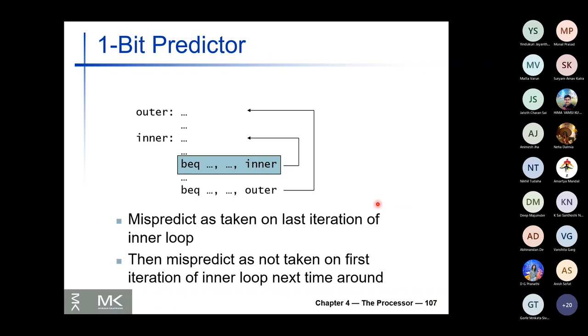Is there any way you can predict this? Can we improve the performance? By improving performance, we mean we want to improve the prediction accuracy. Prediction accuracy means the fraction for which your prediction is correct. Suppose the branch outcome is predicted 100 times, and out of that 90 times the prediction is correct, then the prediction accuracy is 90%. 10% of predictions are not correct, and you need to incur a stall for those instructions.